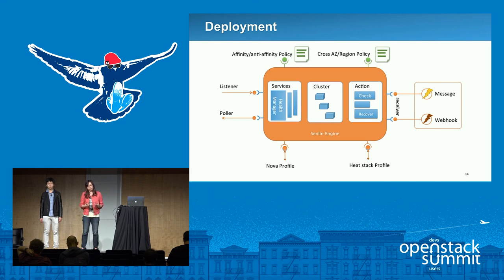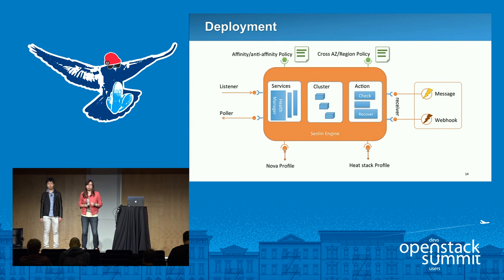So here we provide different policies such as affinity, anti-affinity, and across AZ and region to help this stage. Nowadays, we provide the affinity and anti-affinity policy to help the NOVA resource. That means we can help decide if we need to put the VMs into the same hypervisor or different hypervisors. And across AZ and region means we can give the weight of different zones or regions.